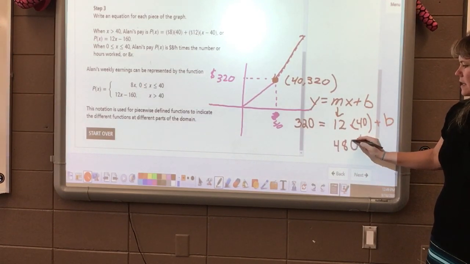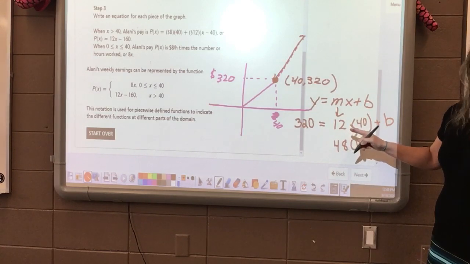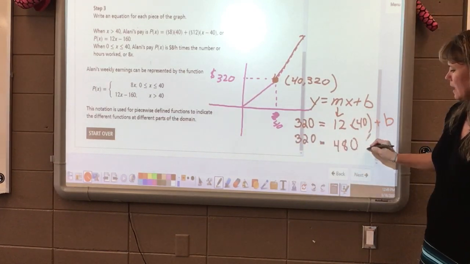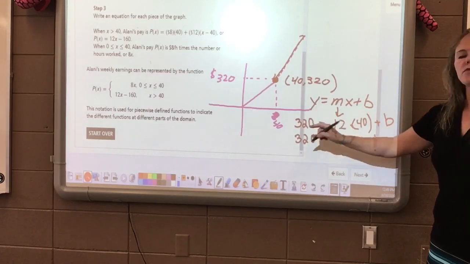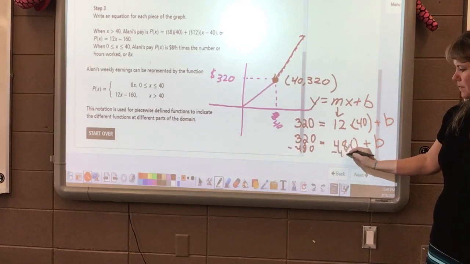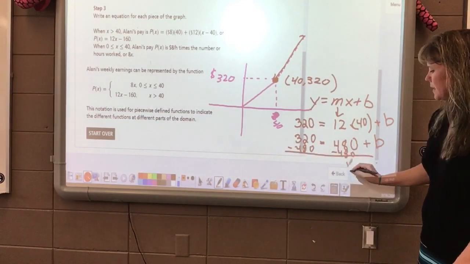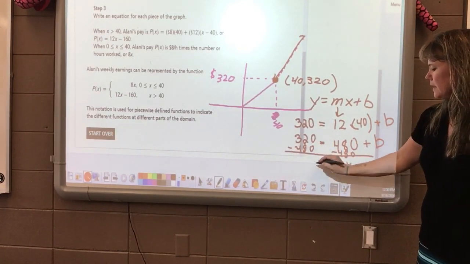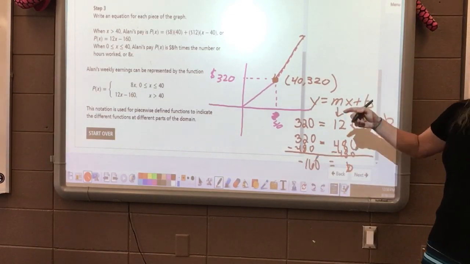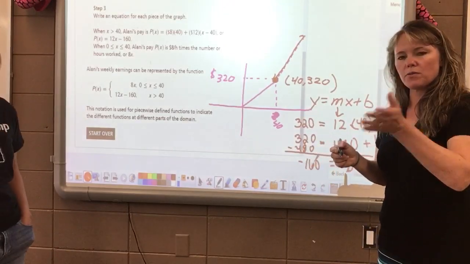440. Is it? 12 times 4 is 48. 480 equals 320, and I gotta do plus b, minus 480 from both, and I get b equal to negative 160. And so if you remember, this is some Algebra 1 stuff, which would be Math 1, Math 2 for you.